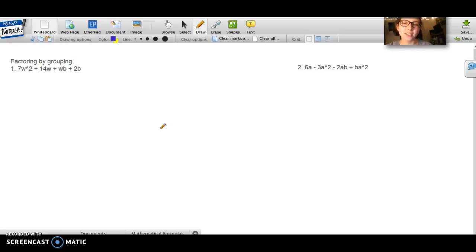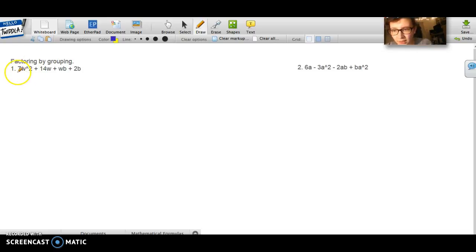Hello! Today I'm going to talk about factoring by grouping. So the first thing you want to do with factoring by grouping is determine your groups. This is only for when you have more than three terms, because with three terms you can usually do other things to factor, but factoring by grouping is more for four terms.